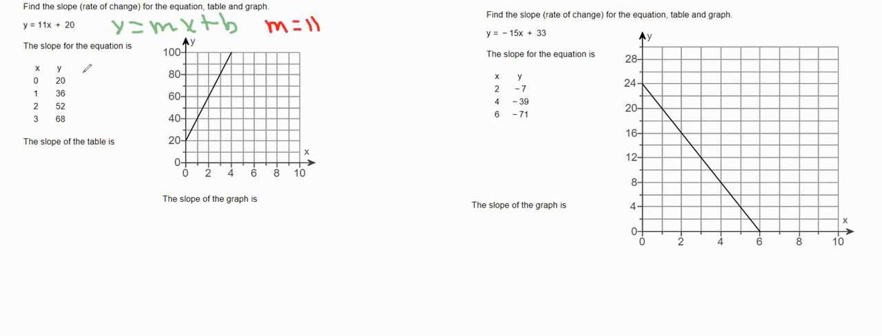The slope for the table are the changes in y's over the changes in x's. This is informal. So if we look at the table, we can see that the y's appear to be increasing each time by 16, and the x's are increasing by 1. So the slope would be 16 over 1, or just 16.